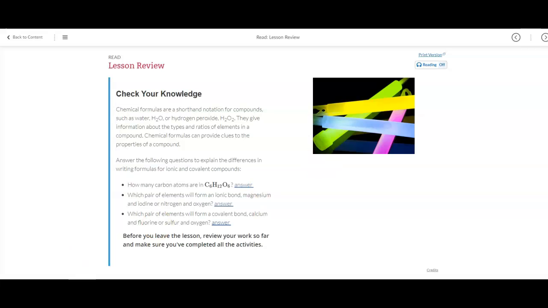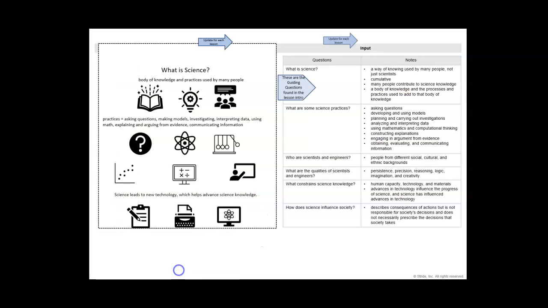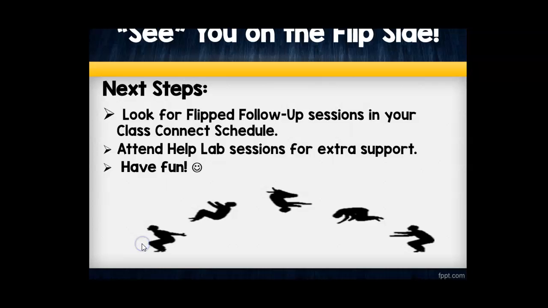So that is all we have in this lesson. It's a lot of information to take in. So for your next steps, please make sure that you complete your notebook slide for this lesson, check your flip follow-up session for the week, and then attend Help Lab if you need any extra help.